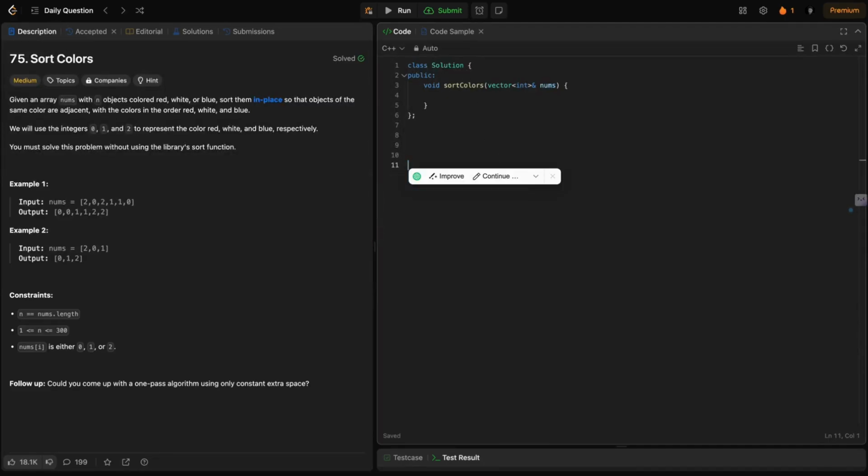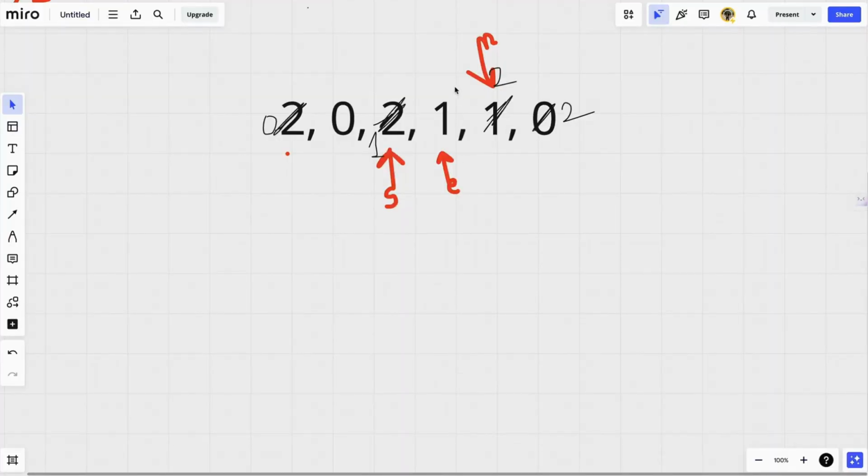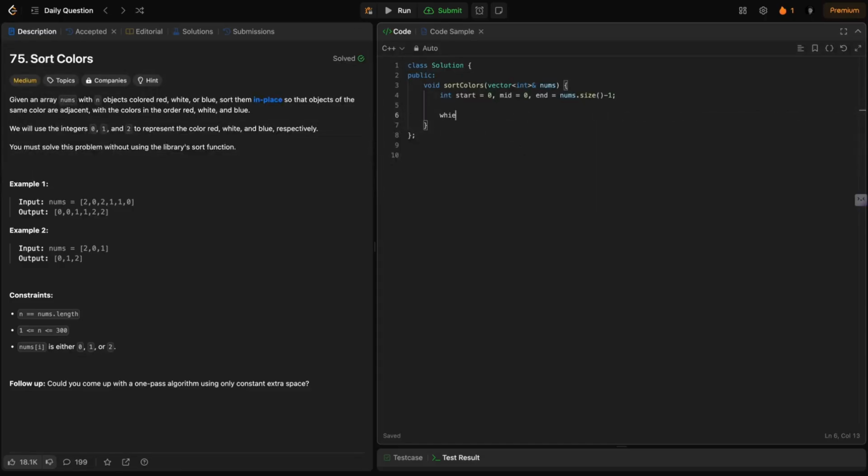Now let us write the code for this algorithm. It will look something like this. We will initialize 3 pointers, that is integer start equals 0, mid equals 0, and end equals nums dot size minus 1. Right. We will iterate middle while middle is less than or equal to end, because we saw that we kept performing the algorithm for middle equal to end or less than end, and as soon as it crossed more than end, we stopped. So let's incorporate that condition, while mid is less than or equal to end.